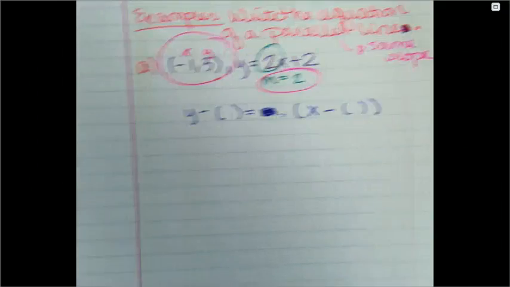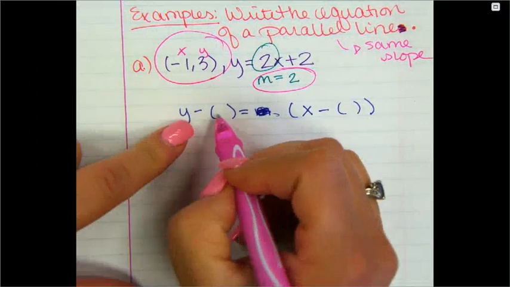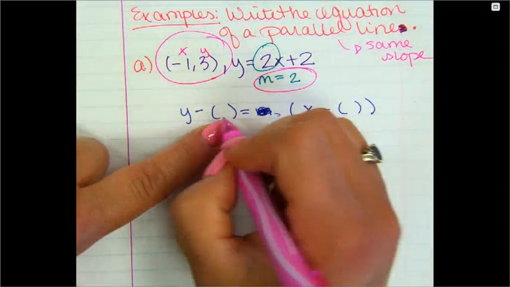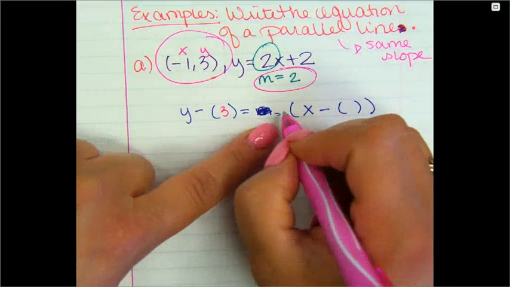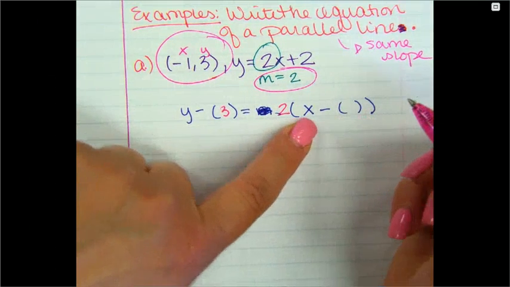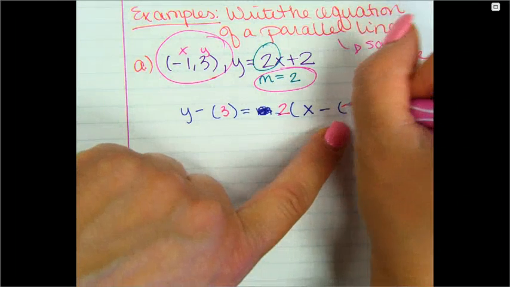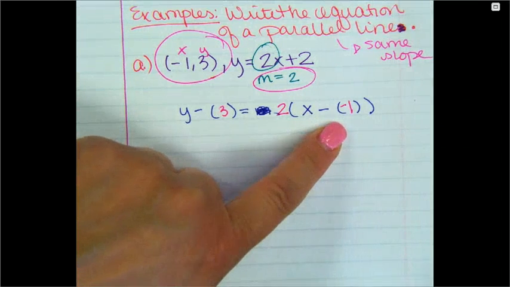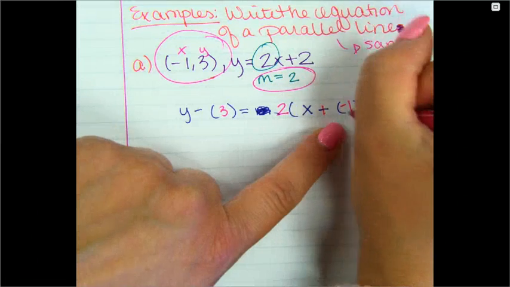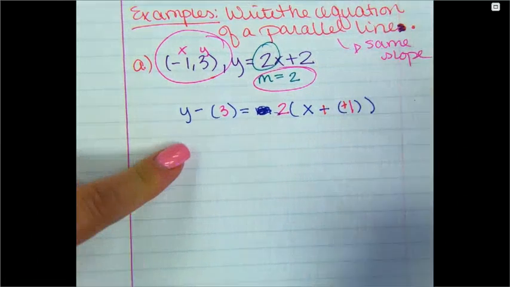You ready? Okay, it says y minus, what's your y1? 3 equals, what's your m? 2, times x minus, what's your -1? There's a reason why I put parentheses, because of the what? Double negative becomes a positive.